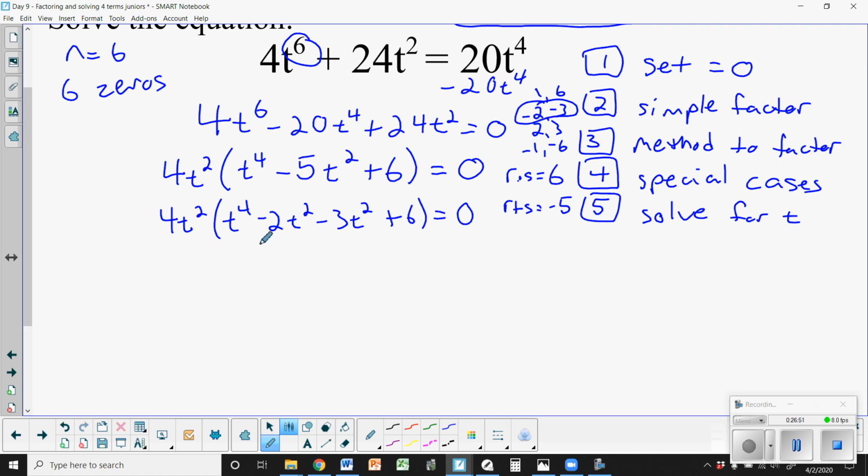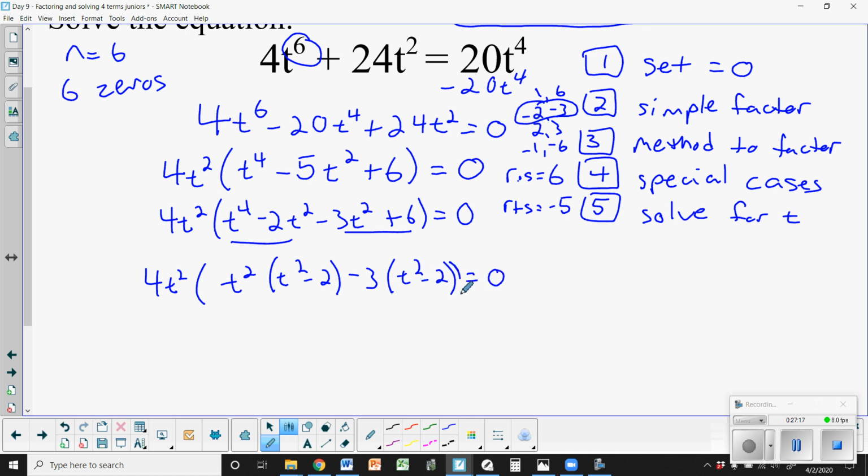All right, so now we have 4 terms. So we have left side, right side. In the RS method, we can factor out a t squared. I forgot to write the t squared out front. Don't want to forget that. And then we have t squared minus 2. We can take out a -3. And then we're left with, again, t squared minus 2 equals 0. Keep going.